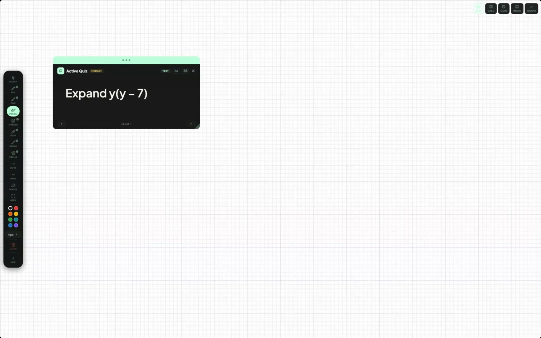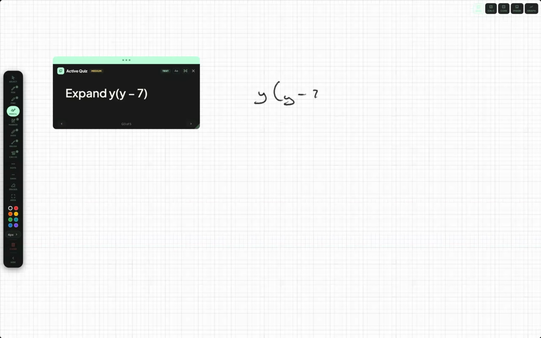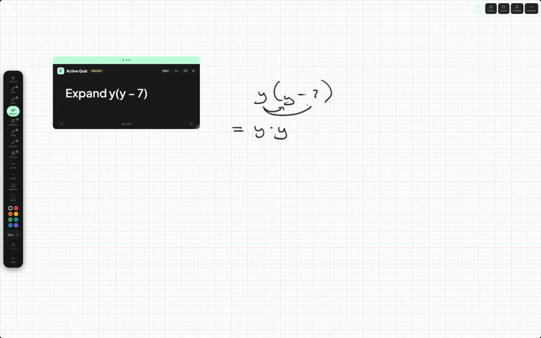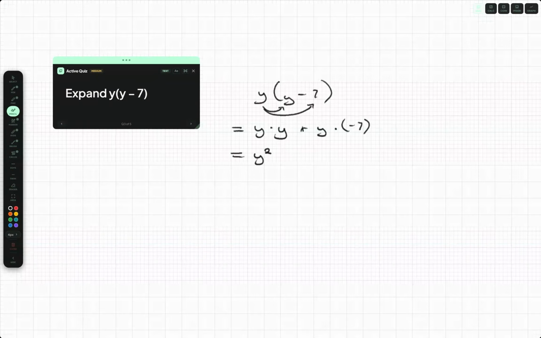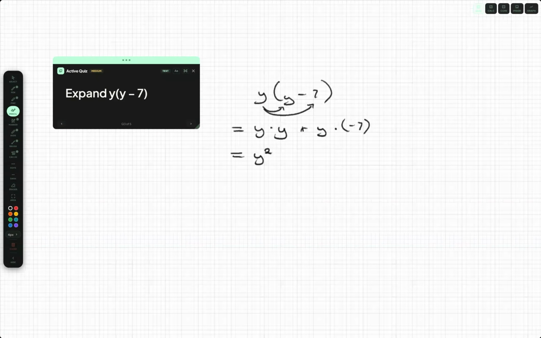Alright, here's our next one. So we're going to expand y times y minus 7. Super easy. Now just because the pronumeral has changed doesn't mean that the rules have changed. Y times y plus y times our minus 7. Y times y, well that's just y squared. And then y times -7 is going to be a negative, so it's going to be minus 7y.